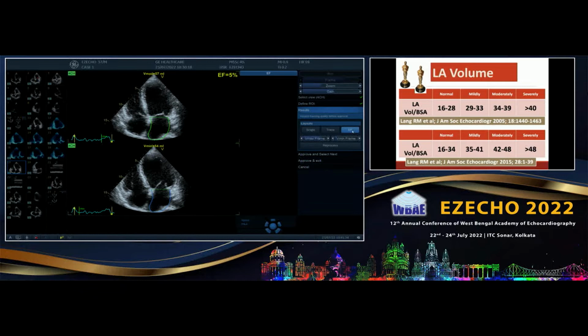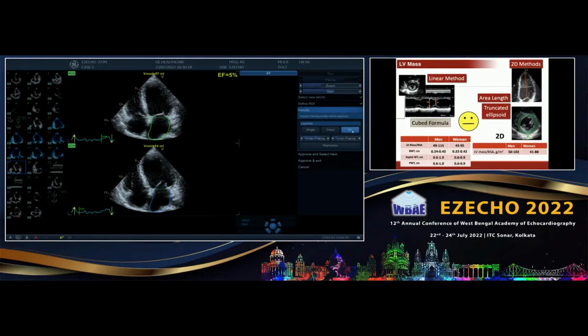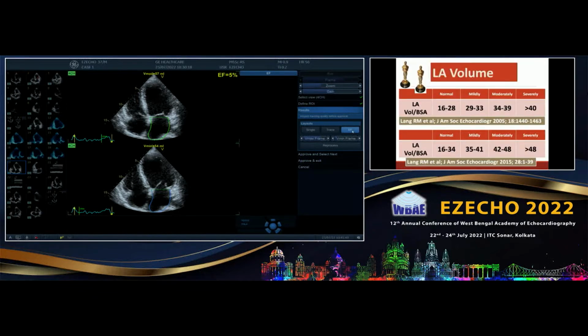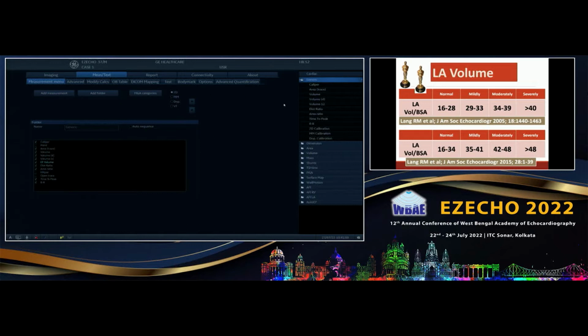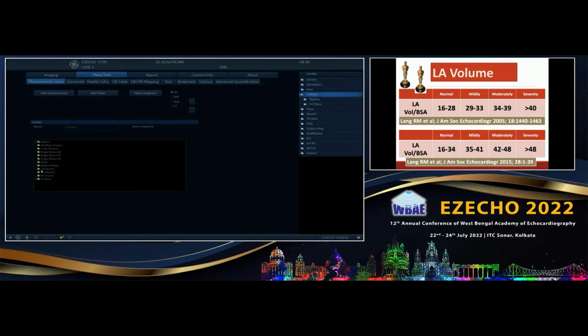Yeah, but I think whatever he said is correct. What this machine is showing is the LA strain also. So I think let's not confuse them with the LA strain. Yeah, if you can go to the LA volume index. Do you do LA volume regularly? Correct. And do you have a package of LA strain? I think that is there only in very high-end machines. So we will try to show you.